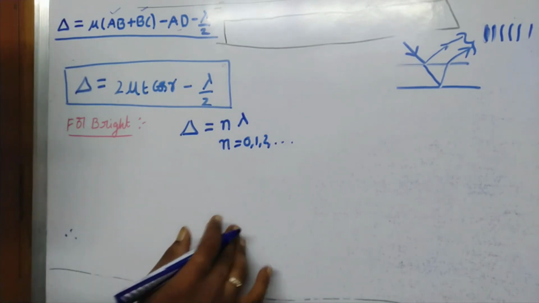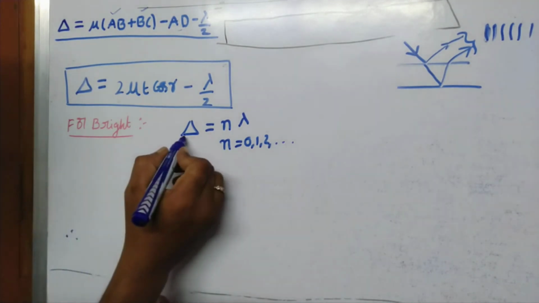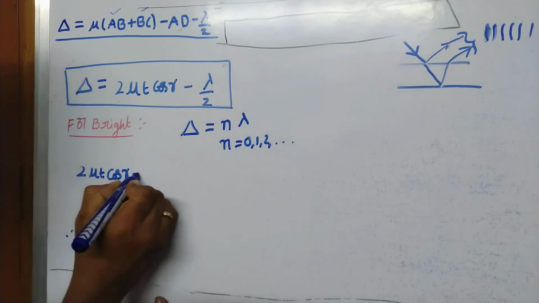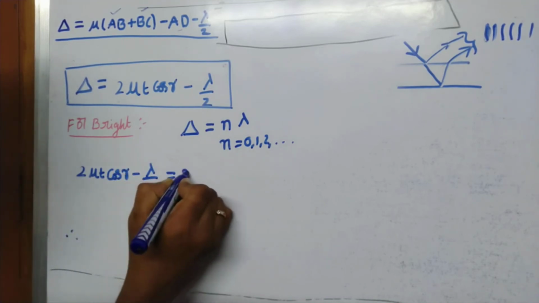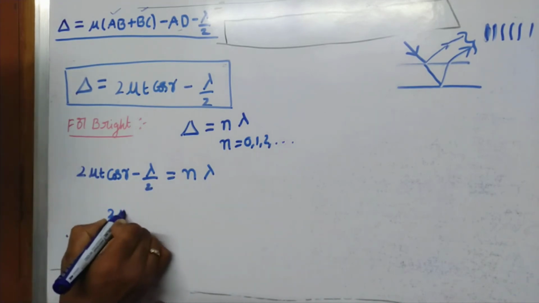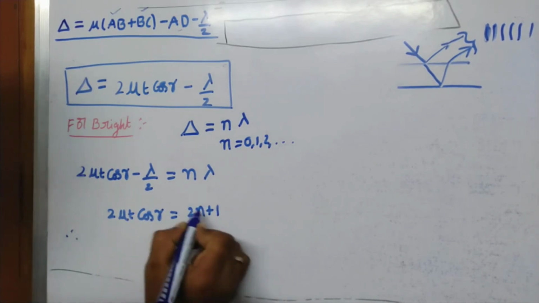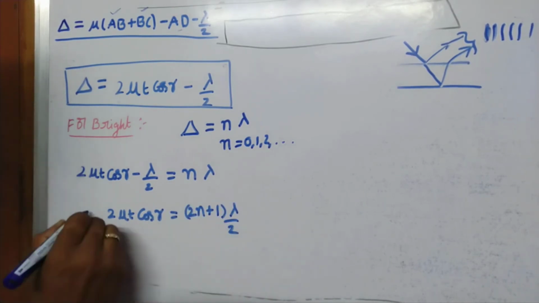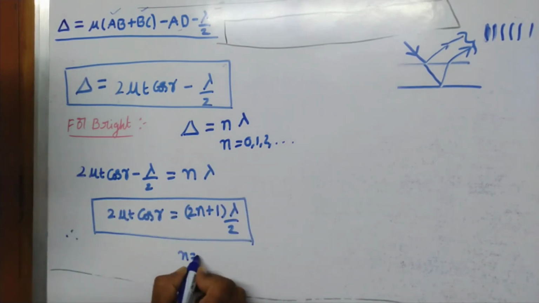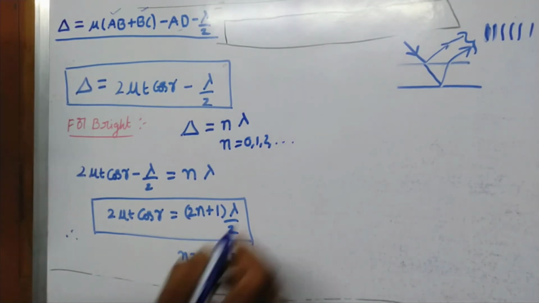So here, in case of reflection geometry of the thin film, for the bright fringe, delta we got is 2 mu t cos r minus lambda by 2 is equal to n lambda. So if you take it across, 2 mu t cos r is equal to 2n plus 1 into lambda by 2. So this is the condition for bright fringes. Here n is equal to 0, 1, 2, 3, etc.